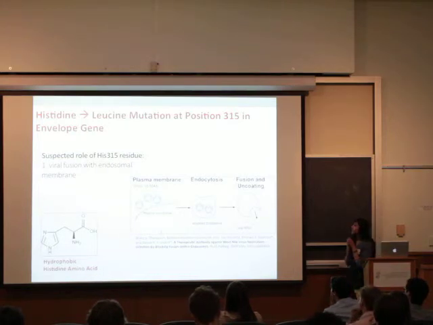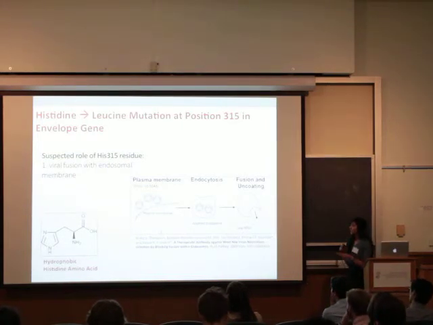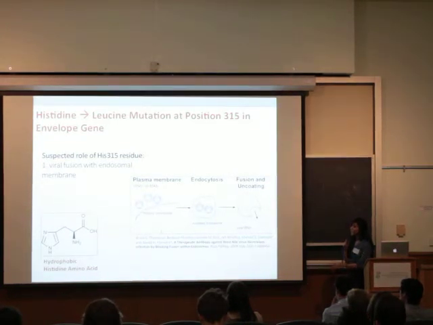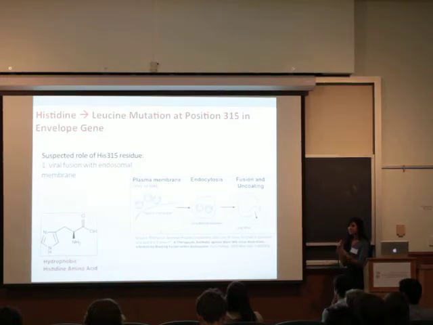Okay, so the mutation that was found, from an A to T change, changes the histidine that was supposed to be coded for into a leucine at that particular position in the envelope gene. And this led us to ask, what is the role of the histidine residue? Well, the histidine is located in envelope domain 3, and the role of that region in particular is viral fusion with the endosomal membrane.